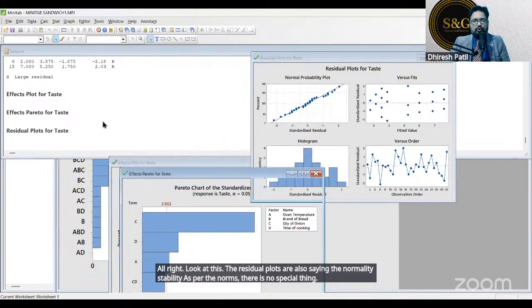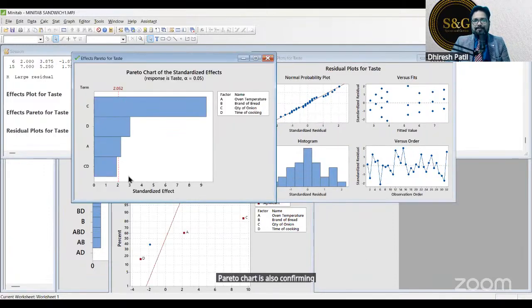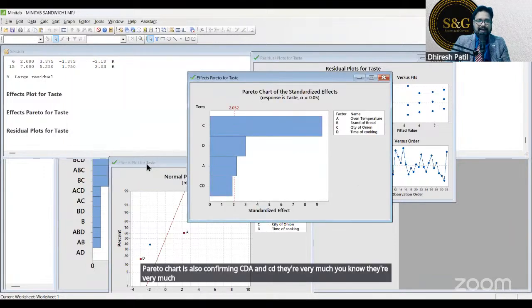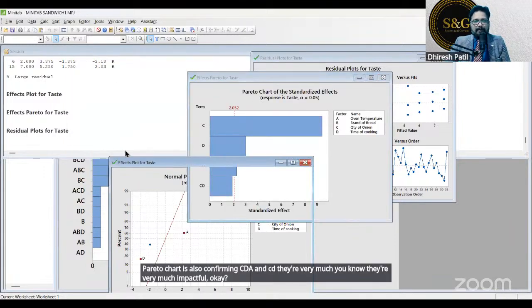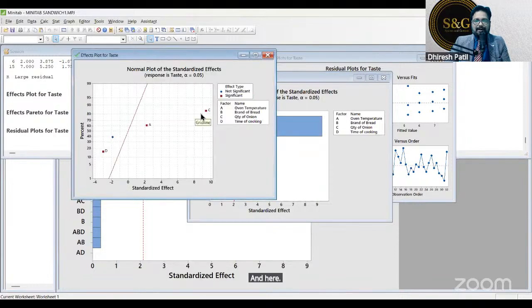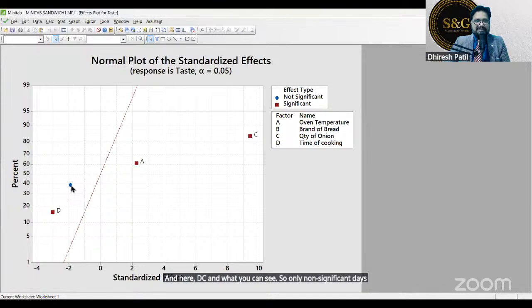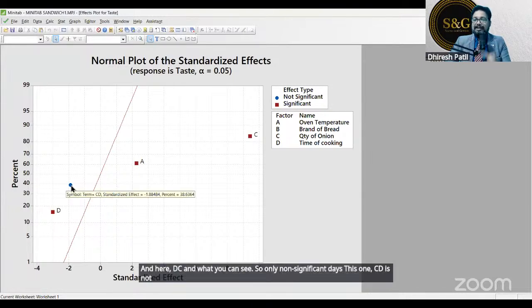The Pareto chart is also confirming that CD, A and CD are very much impactful. And here, D, C and so on. So the only non-significant one is this one. The CD term is non-significant. So you can eliminate CD as well.